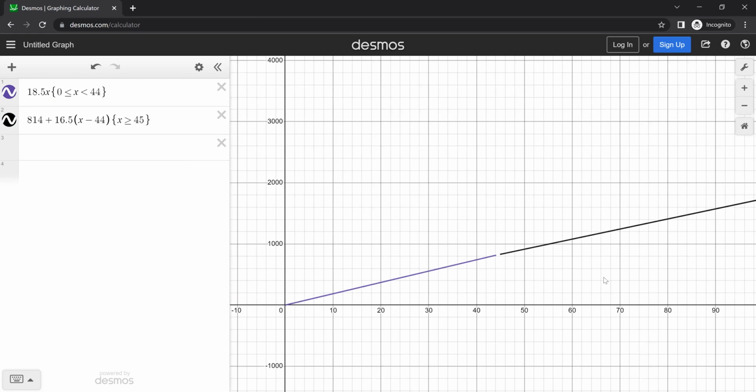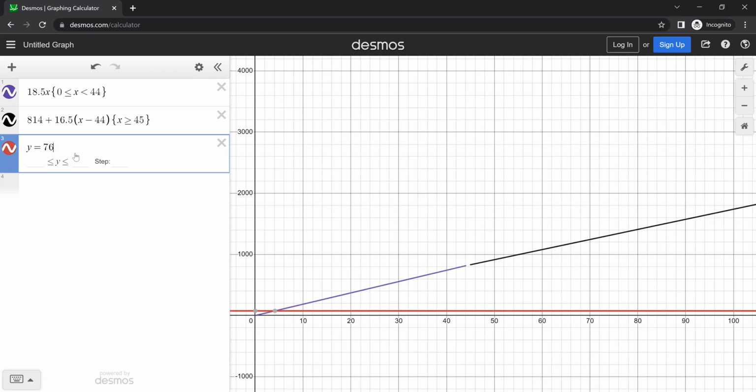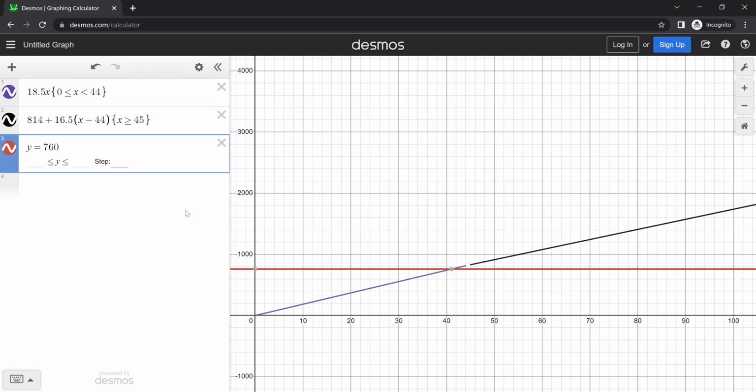So how many hats might someone reasonably purchase? I have no idea. But we know that they have a budget of $760. So we'll put that in here, and that'll maybe give us some insight. Okay. So notice that it intersects in the first function, that means they can't get the discounted price, unfortunately.